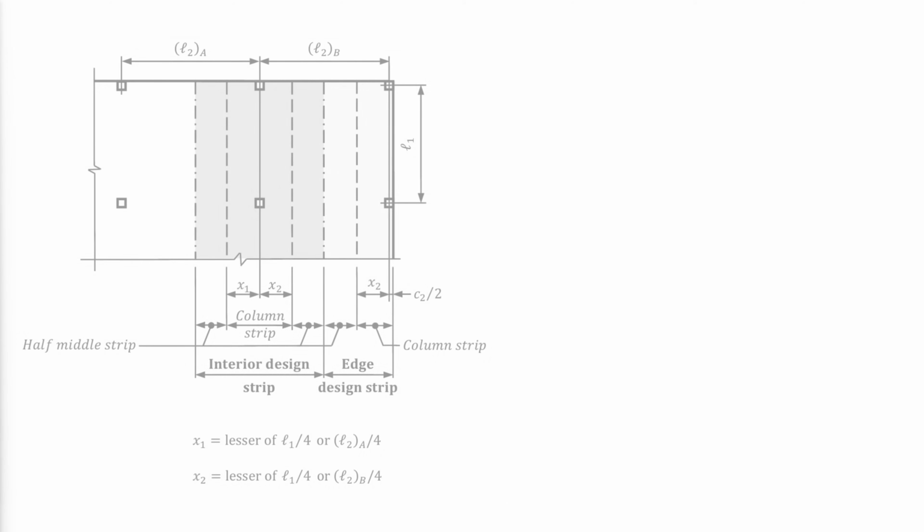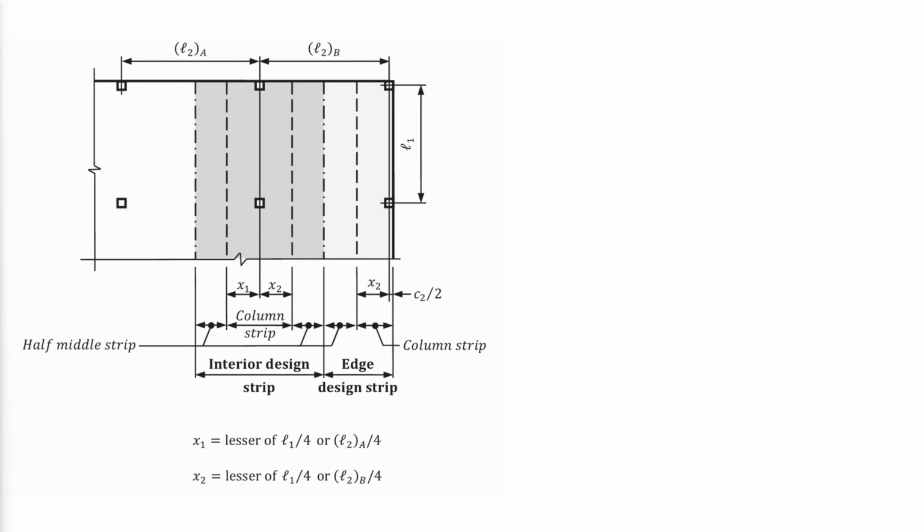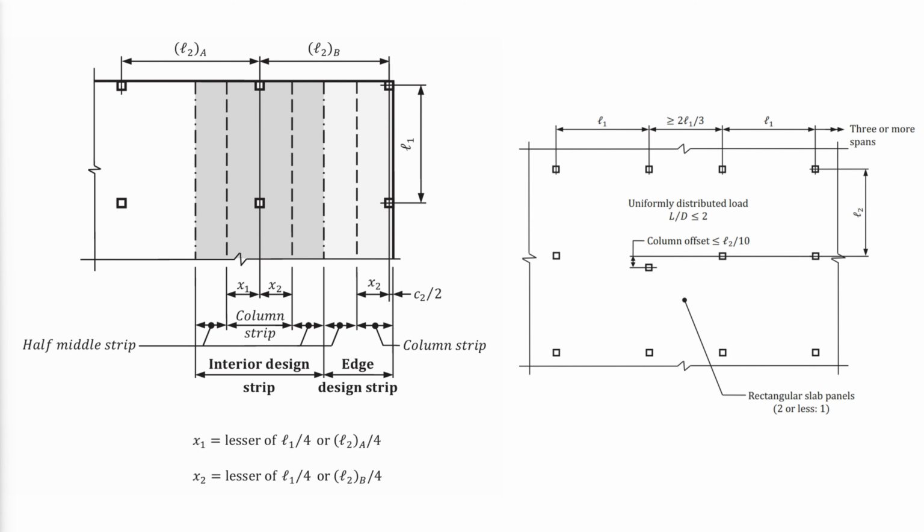The direct design method is an approximate analysis method that gives reasonable conservative values of bending moments at the critical sections for two-way slabs subjected to gravity loads. It is done by dividing the slab into design strips and is applicable only when the following limitations are met. There must be a minimum of 3 panels in each direction.